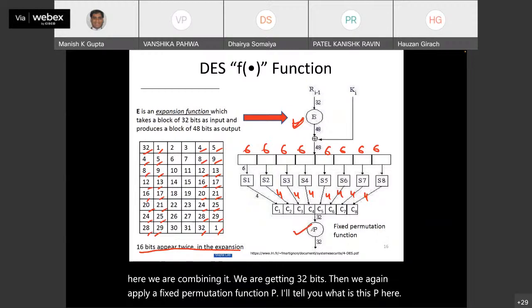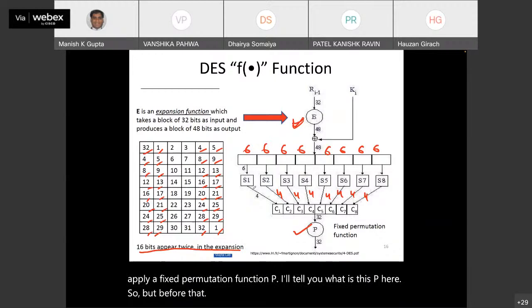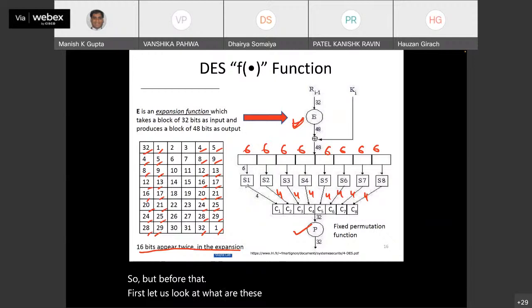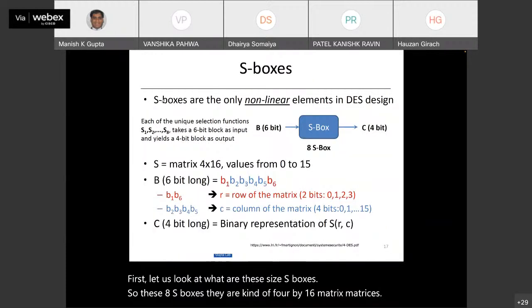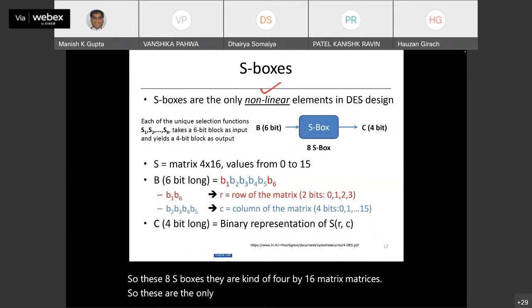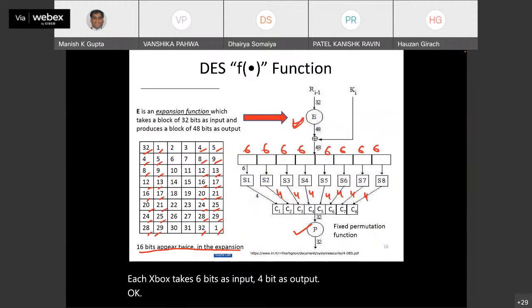But before that, first let us look at what these S boxes are. So these 8 S boxes, they are kind of 4 by 16 matrices, you know. So these are the only nonlinear elements in the DES design. Each S box takes 6 bits as input, 4 bits as output. Okay, 6 bits as input, 4 bits as output for each of these 8 S boxes.